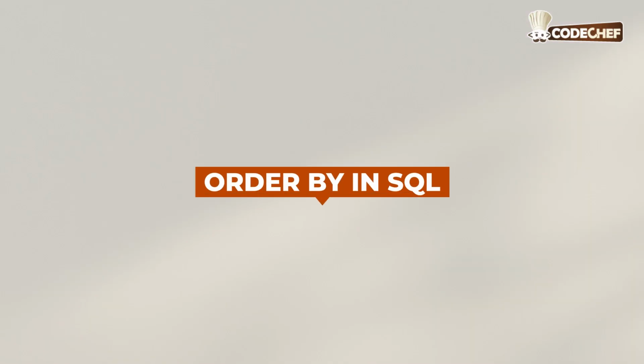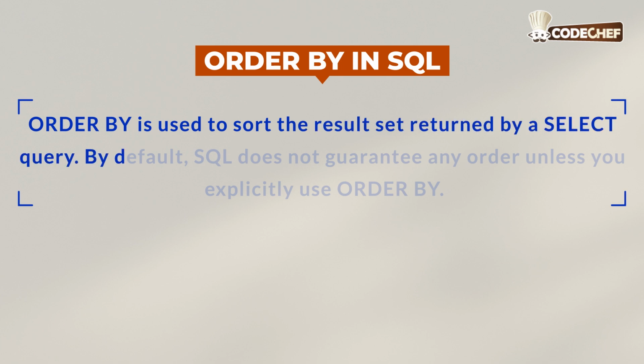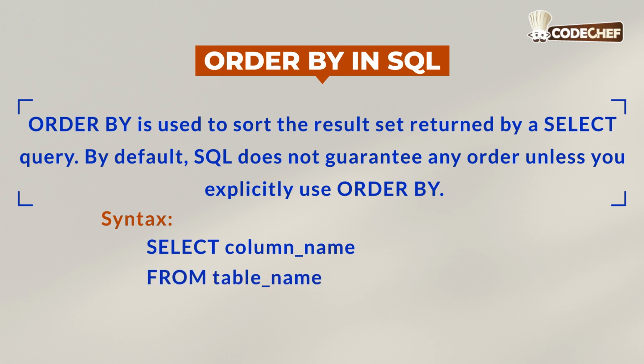Order by in SQL. Order by is used to sort the result set returned by a select query. By default, SQL does not guarantee any order unless you explicitly use order by. So basically, we use the order by command to sort or to organize the result in any particular order in SQL. Its syntax is select column name from table name, order by column name, semicolon.